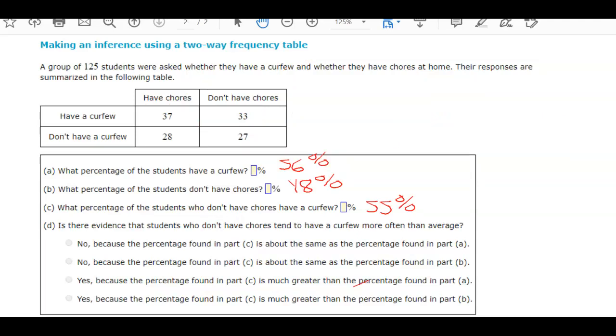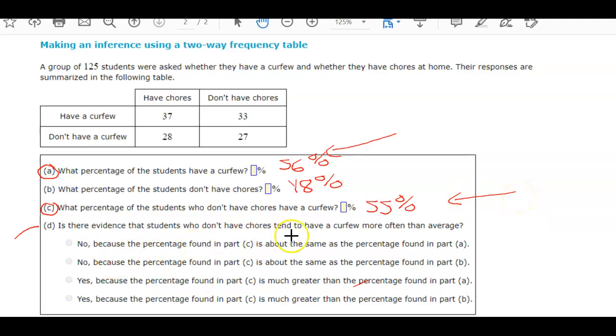So part D, is there evidence that students who don't have chores, so we just did that, students that don't have chores was part C, and we came up with 55%. Students that don't have chores tend to have a curfew more than average. And we did that part in part A. So the percentage of students that have a curfew is 56. The percentage of students that don't have chores and have a curfew is 55. Those are pretty much the same to me.